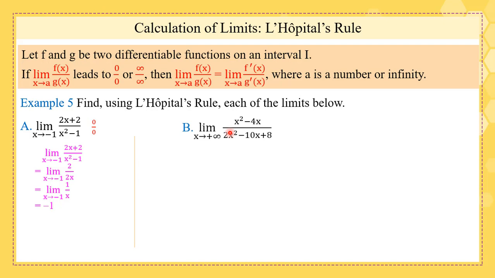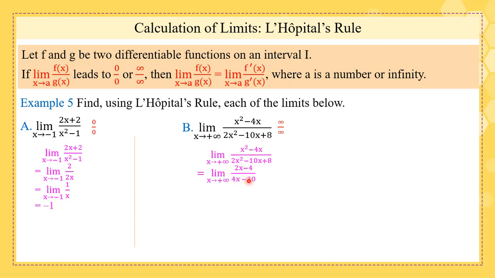Now, let's see the second example. We need the limit at plus infinity of this quantity. Now, based on L'Hôpital's rule, if we just substitute, we get infinity over infinity. And in case of infinity over infinity, we can use L'Hôpital's rule, which states that we find the derivative of the numerator alone and the derivative of the denominator alone. In this case, we get the limit of 2x minus 4 over 4x minus 10.